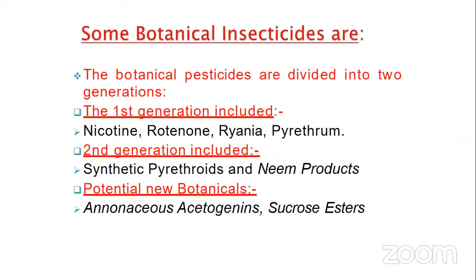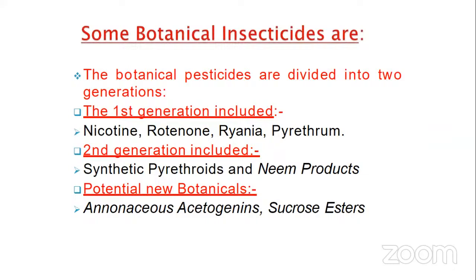In the next part, we are going to talk about some botanical insecticides. We could divide the botanical insecticides into two generations. In the first generation, you could see nicotine, rotenone, and pyrethrin. The second generation includes synthetic pyrethroids and neem products. And the potential new botanicals are annonins, acetogenins, and the second one is quassinoids.